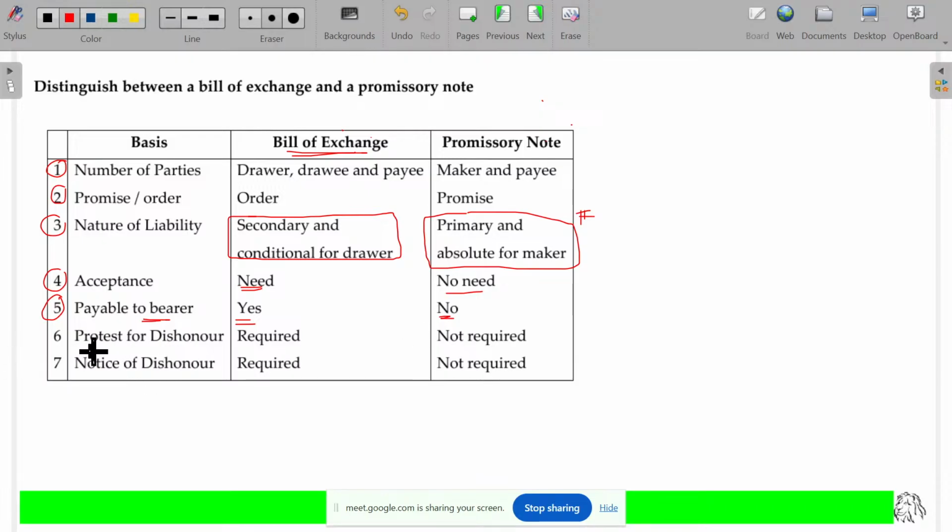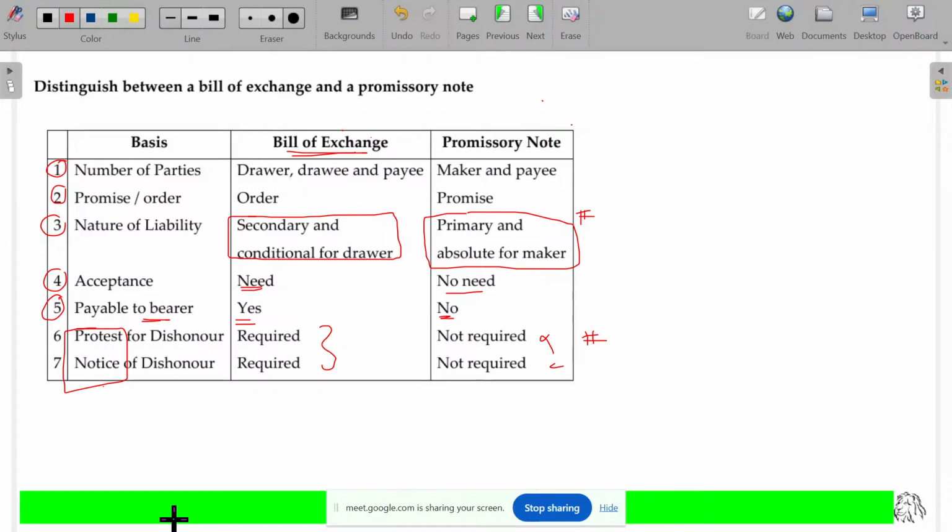Protest for dishonor: required, not required. Notice of dishonor: required, not required. If the bill is not honored promptly, then protest or notice will be required for a bill of exchange, and in this case, not required. That protest and notice you also have to study separately later on.